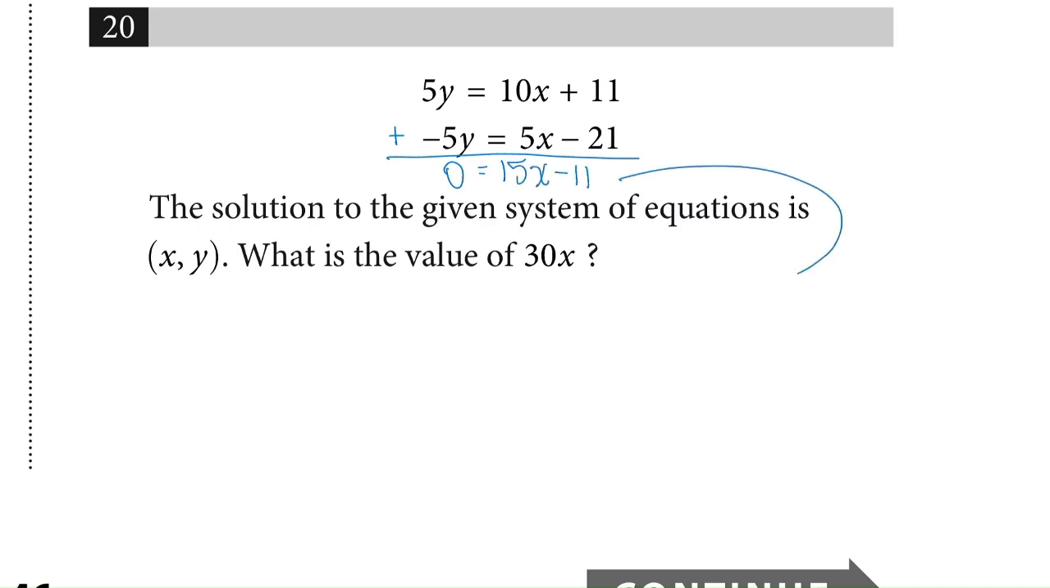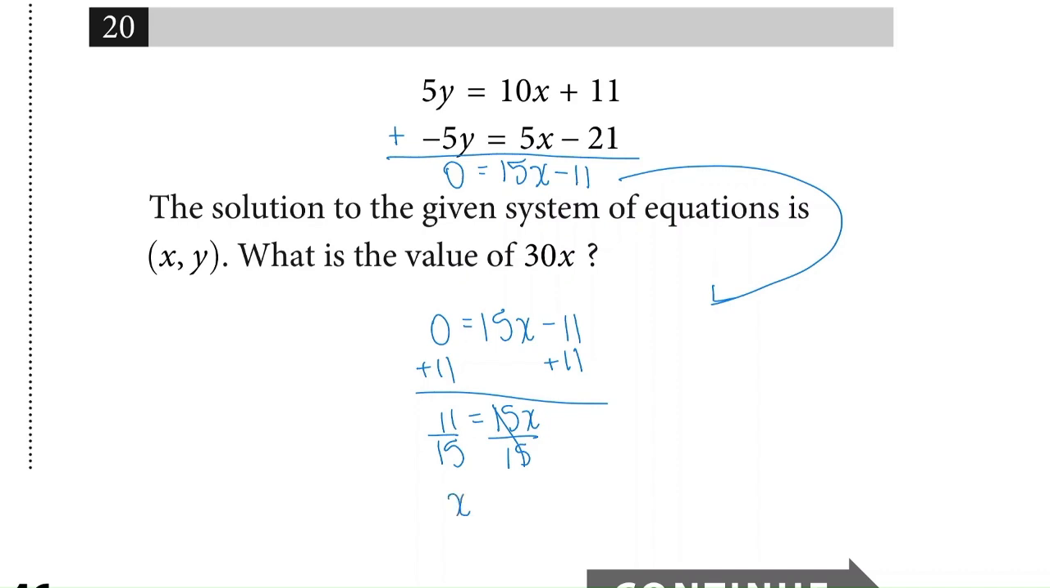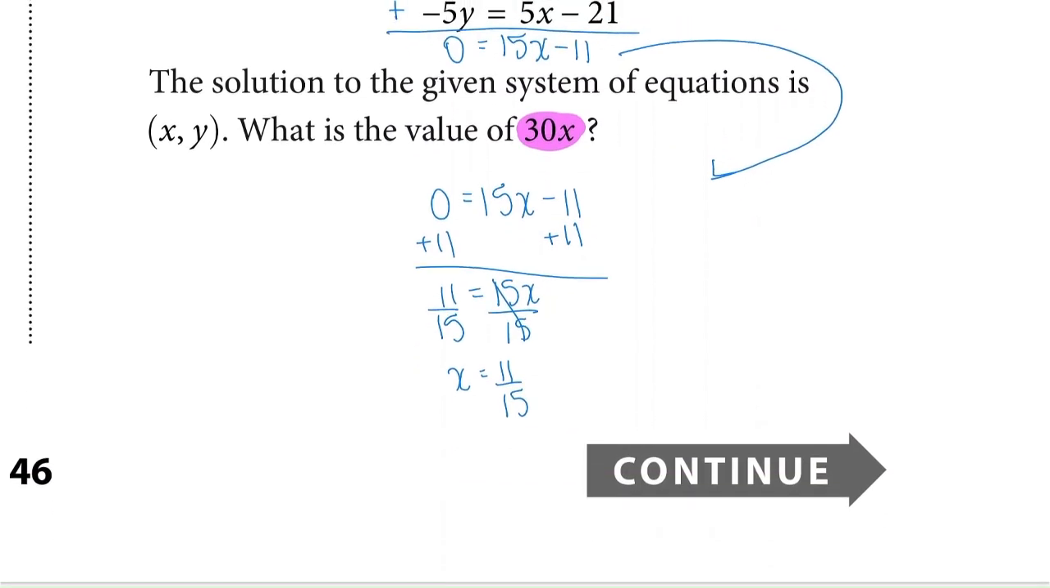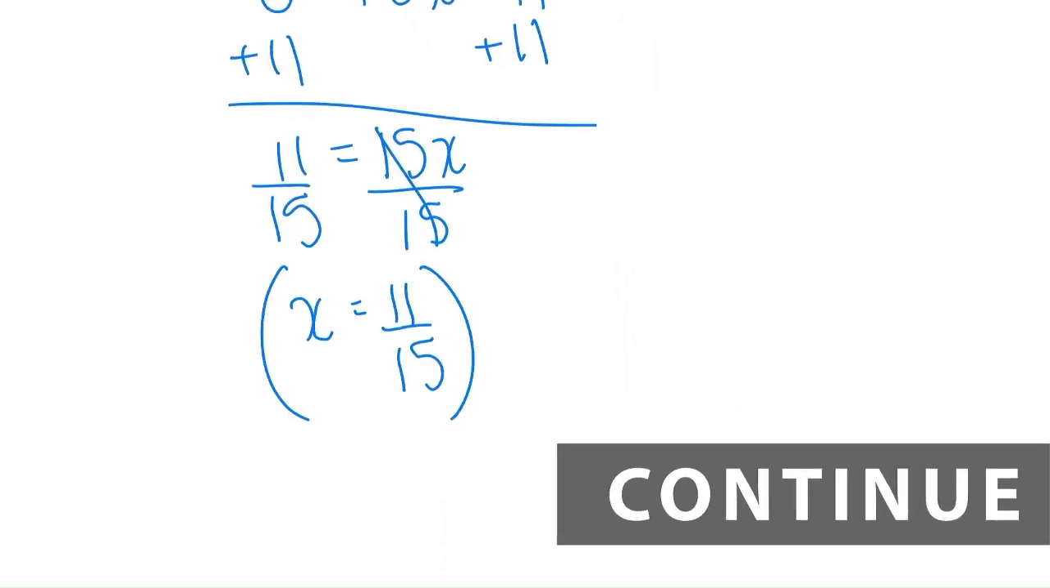Okay, once we come down here, we're going to get 0 equals 15x minus 11. We'll add 11 to both sides, then divide by 15. So we'll get x equals 11 over 15. Now we're looking for the value of 30x. So what we're going to do is multiply this by 30.